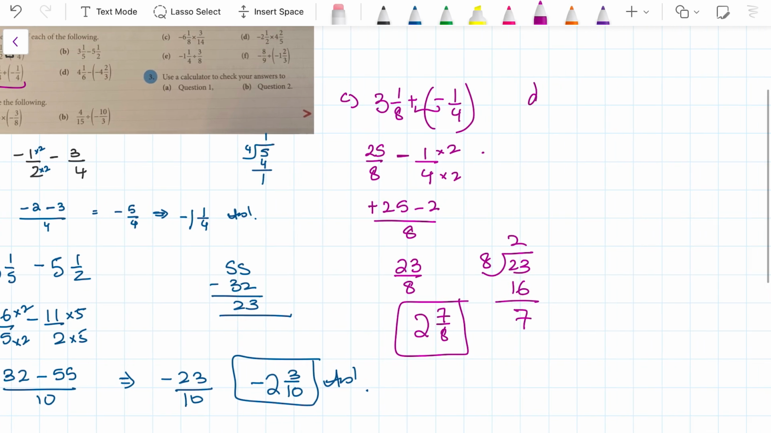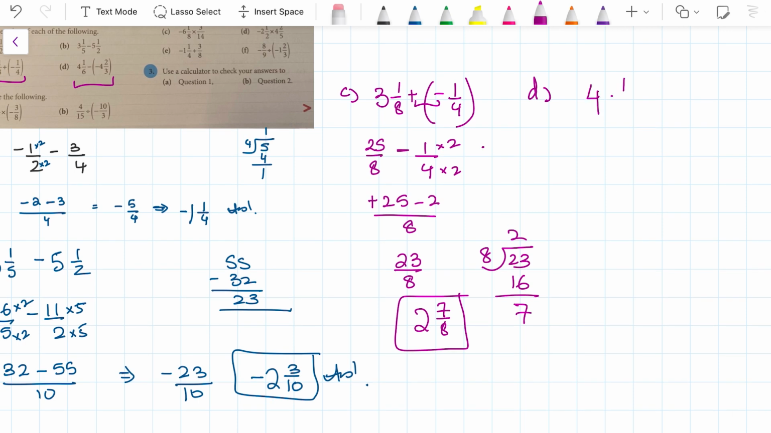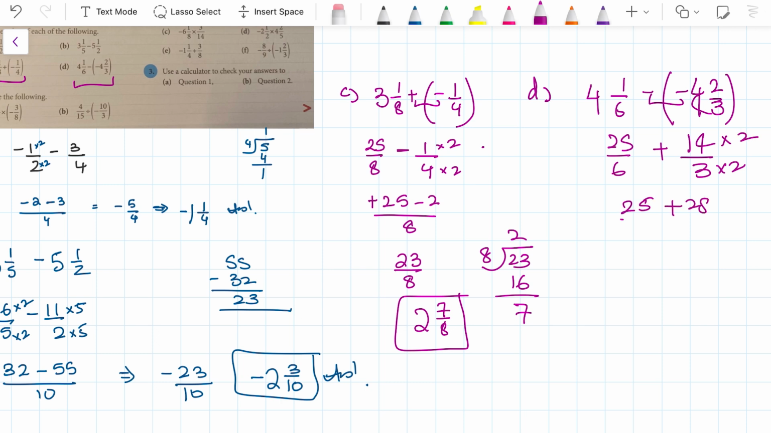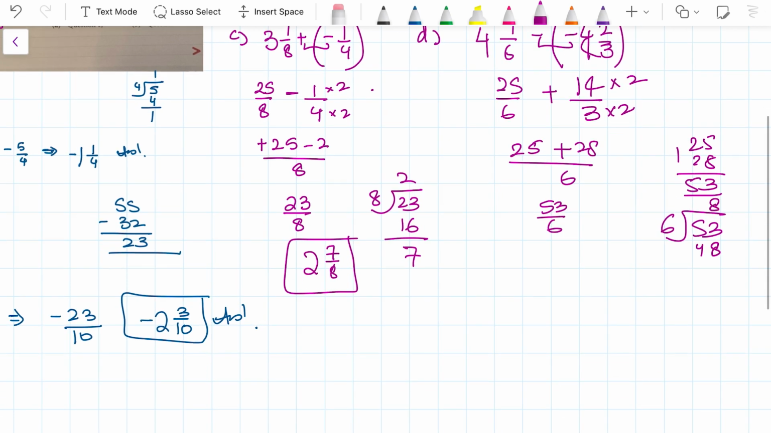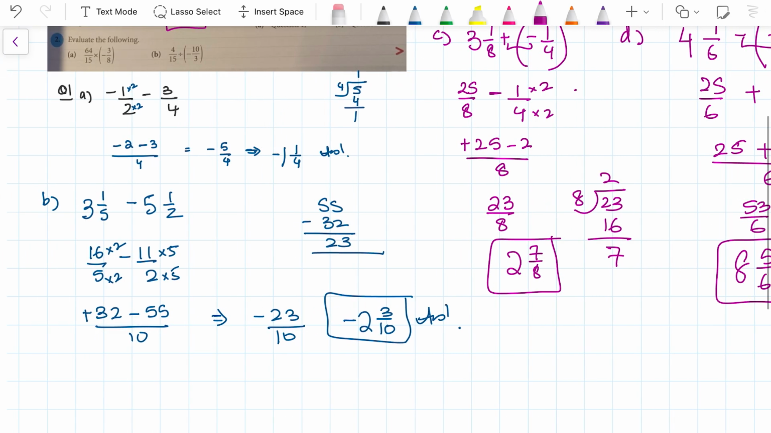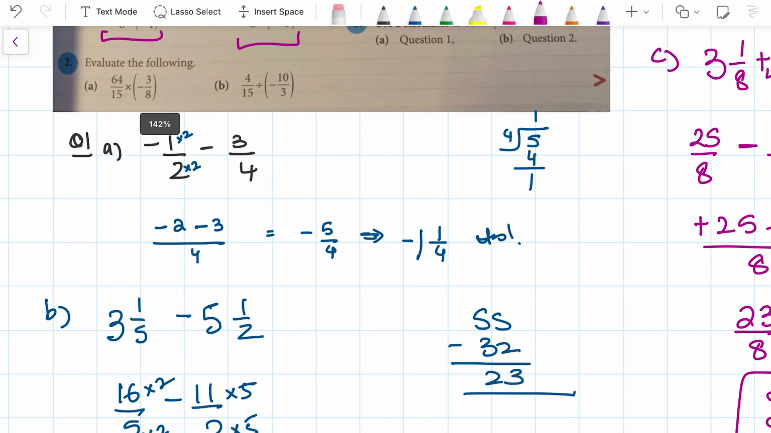Let's look at the D part. The D part says 4 whole 1 upon 6 minus 4 whole 2 upon 3. 25 upon 6 minus is a plus. 12 plus 2 is a 14 upon 3. Making the denominator same. 25 plus 28 upon 6. This will give me 53 upon 6. 6 times 8 is a 48. 5 remainder. 8 whole 5 upon 6 is going to be my answer. Alright, so pretty much the same concepts of integers.